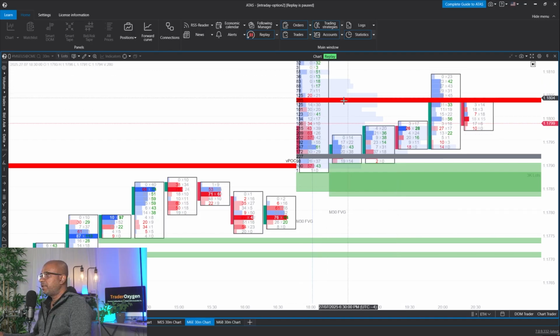So in this footprint chart, in this area where the price made a wick and here the price made a wick, we can see aggressive buyers have been trying to push the price up.